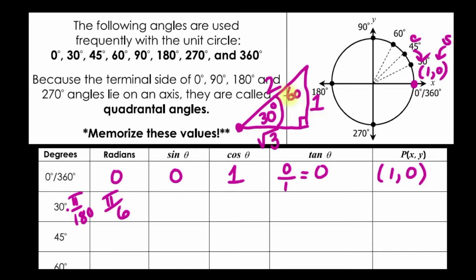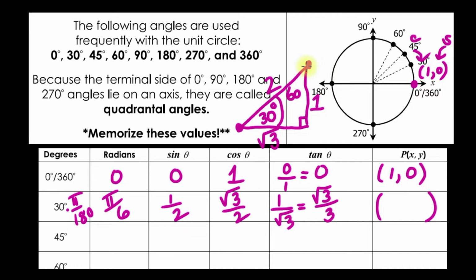Sine is opposite over hypotenuse, so this is going to be 1/2. Cosine is adjacent over hypotenuse, so this is going to be root 3 over 2. Tangent is opposite over adjacent, so 1 over root 3. Rationalize, and you get root 3 over 3. This point P: the first coordinate is your cosine, root 3 over 2, and the second is your sine, 1/2. So point P is at root 3 over 2, 1/2.